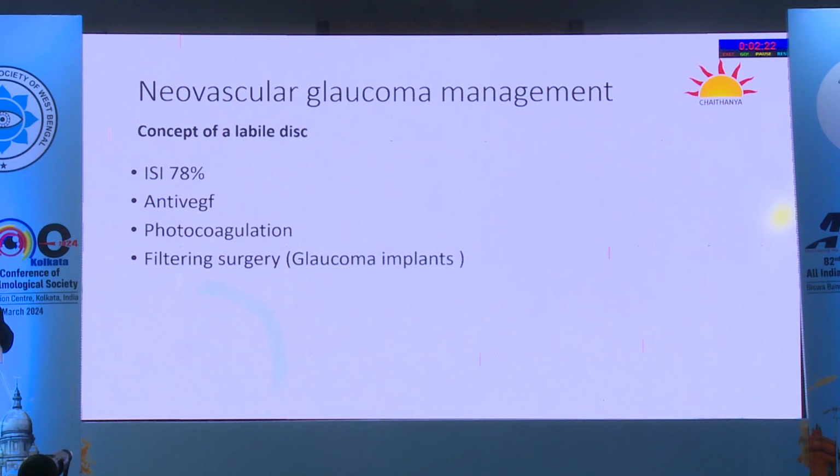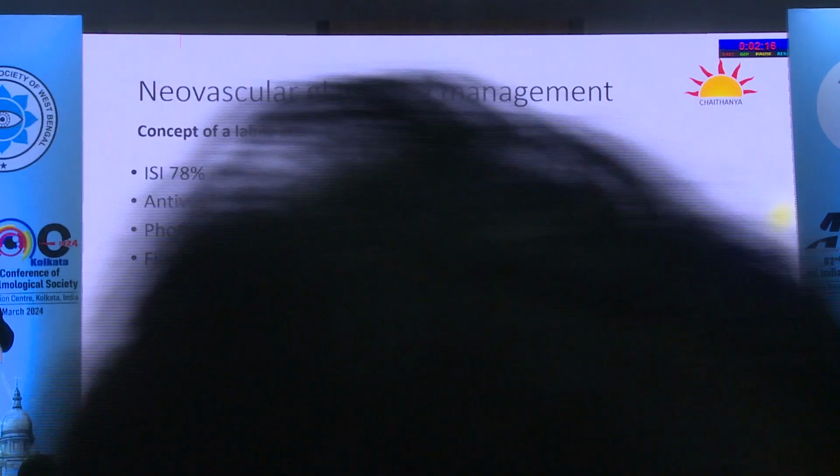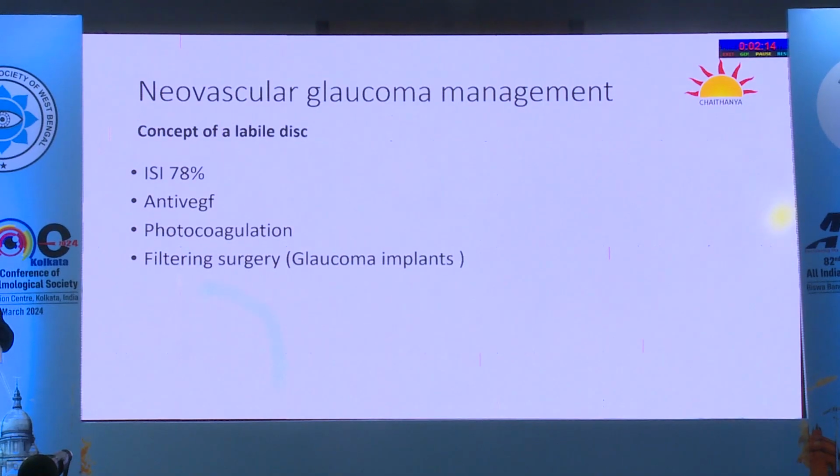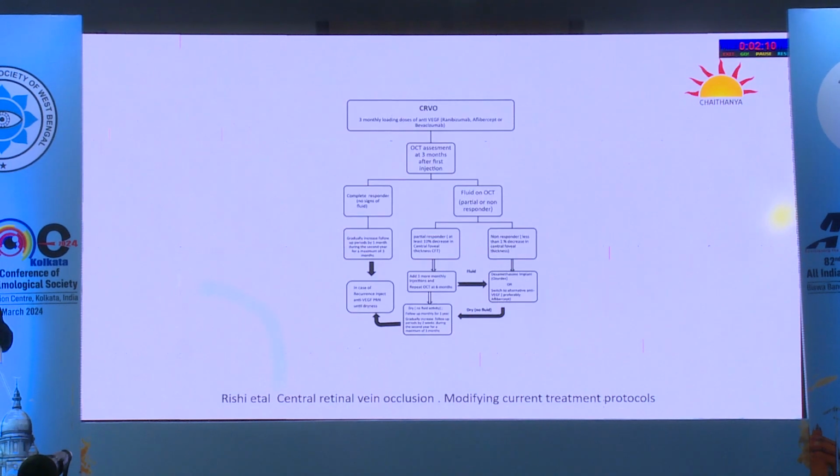Filtering surgeries have got very good results, especially glaucoma implant. So the target should be to immediately bring down the IOP so that the disc doesn't get shut down. And then probably you can add on with photocoagulation or even anti-VEGF therapy.